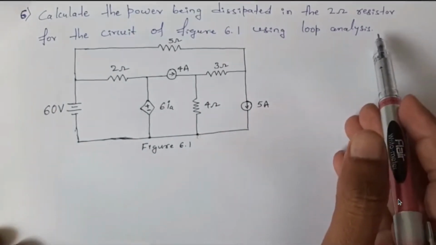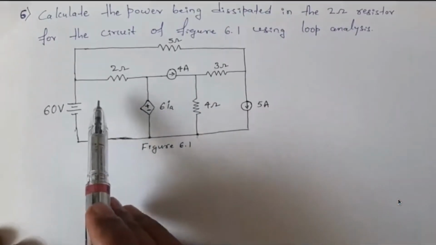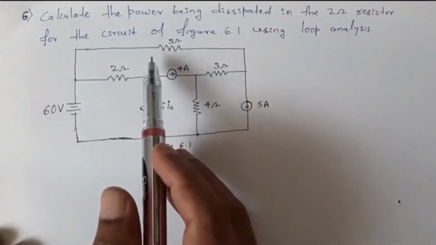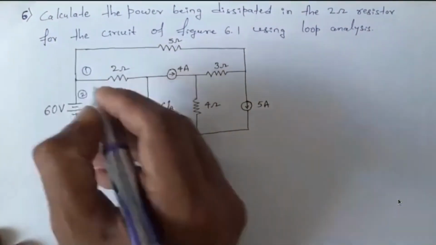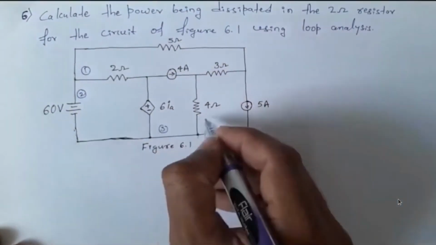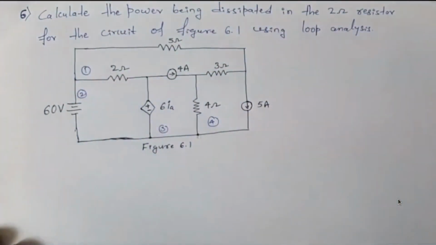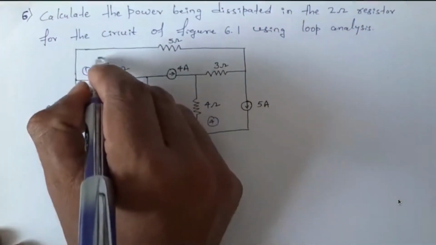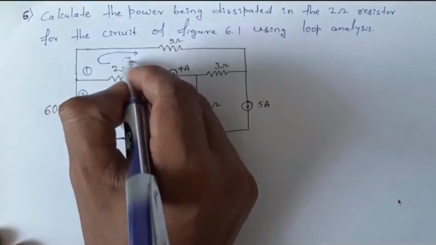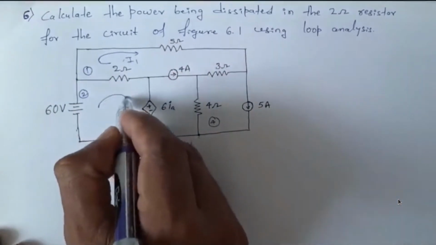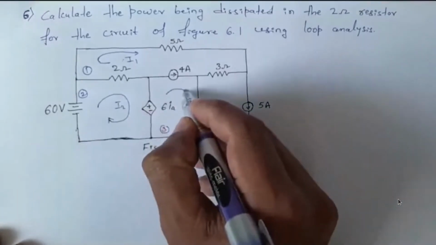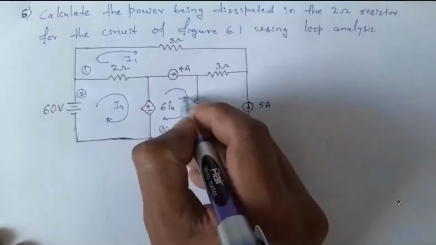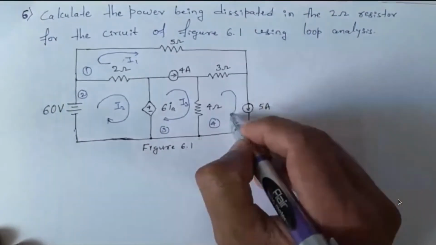Okay, dear students, here we have 4 meshes, 1, 2, 3 and 4. So what I do, I'm going to name these meshes. This one is mesh 1, this is mesh 2, this is mesh 3 and this one is mesh 4. Right, and mesh 1 current I'll consider like this, mesh 2 like this, arbitrary current direction sometimes, and mesh 3 like this, and this is the mesh 4 current.